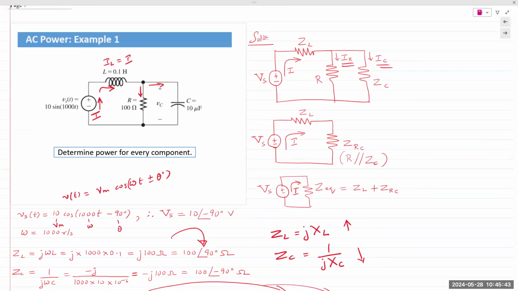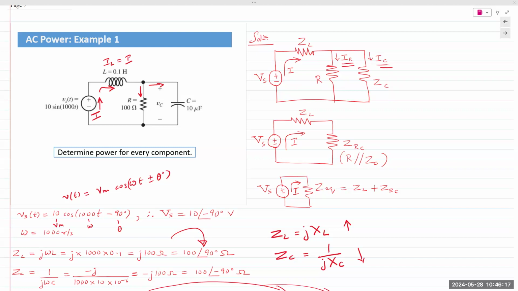Okay, example one is a two-in-one problem. The reason I say that is because the first half requires you to solve for the voltage and currents. The problem has RLC components, and the question being asked is determine power for every single component. So we have resistor R, inductor L, and capacitor C, an RLC circuit. You have an AC voltage source being applied.